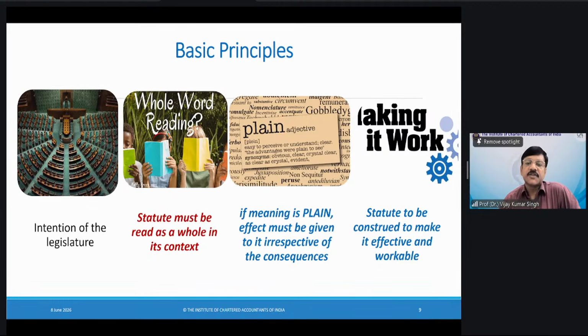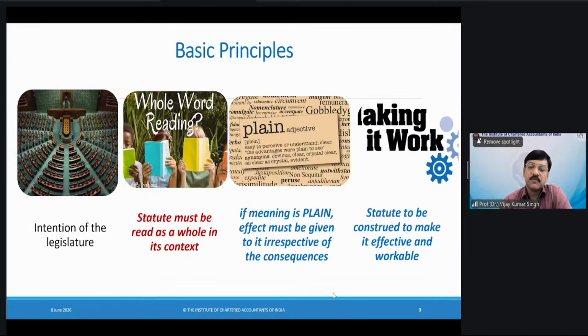Construe. Yes, Daksh. Construe means to interpret. Okay. The statute to be construed. Construed means to interpret, to make it effective and workable. So construe means to make a meaning out of it. Right. Yes. Any other question till this point? Okay, fine. If it is clear, then let me proceed further.